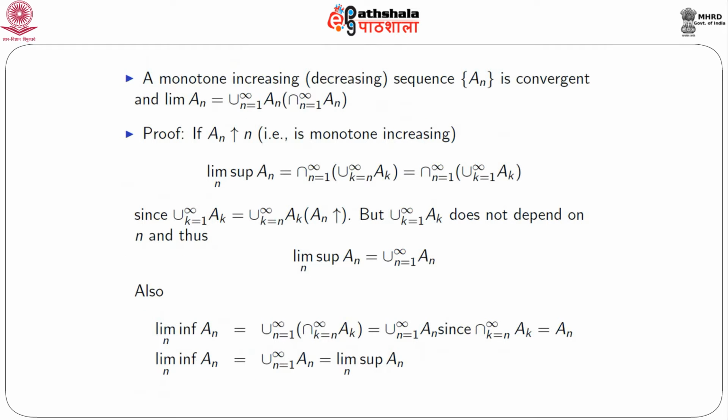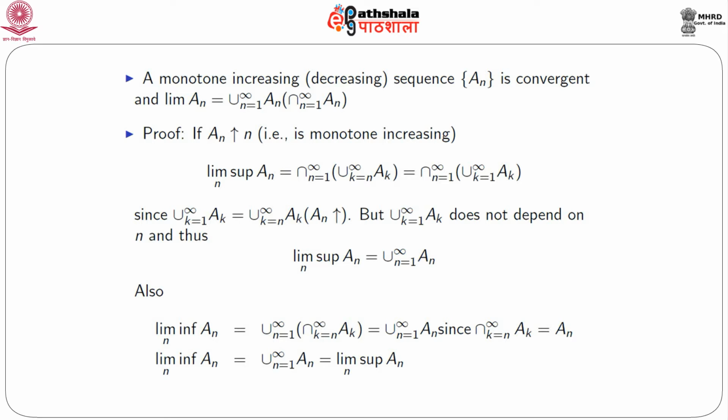Once we have this lim sup and lim inf, now we have a very important theorem. It says a monotonic increasing or decreasing sequence a n is convergent, and the limit of this convergent sequence will be its union or intersection. If it is increasing, it will go to its union. If it is decreasing, it will go to its intersection. Well, the proof is something like that.